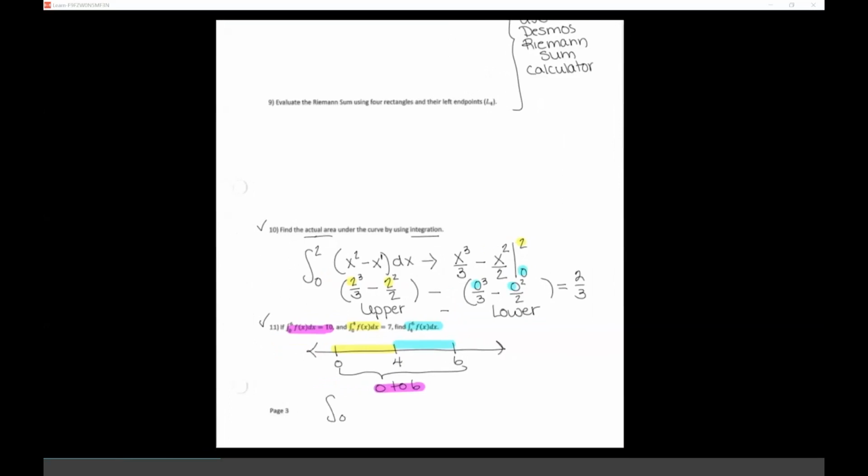the integral from 0 to 6 of f of x is equal to the sum of the other two, the integral from 0 to 4 plus the integral from 4 to 6. Okay, does that much make sense to everybody?